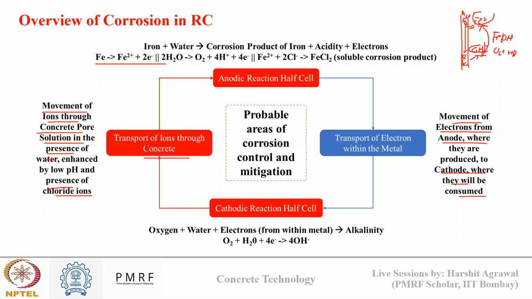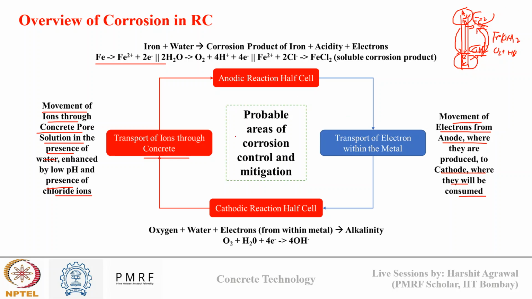Okay, so what we can see, there are four steps. There is anodic reaction half cell, there is cathodic reaction half cell, there is movement of electron within the metal, and then there is transport of ion through concrete or any other electrolytic solution outside metal.